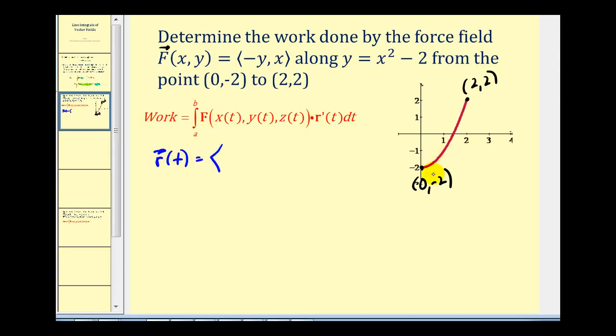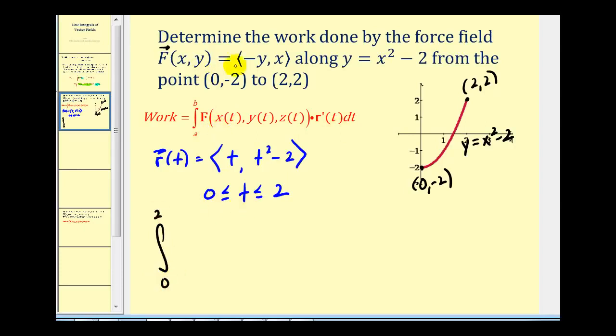So if we let x equal t, and since the equation of this path is y equals x squared minus 2, we could let the y component equal t squared minus 2. And the interval for t would be from 0 to 2. Let's go ahead and set up our definite integral in terms of t. Limits of integration will be from 0 to 2.